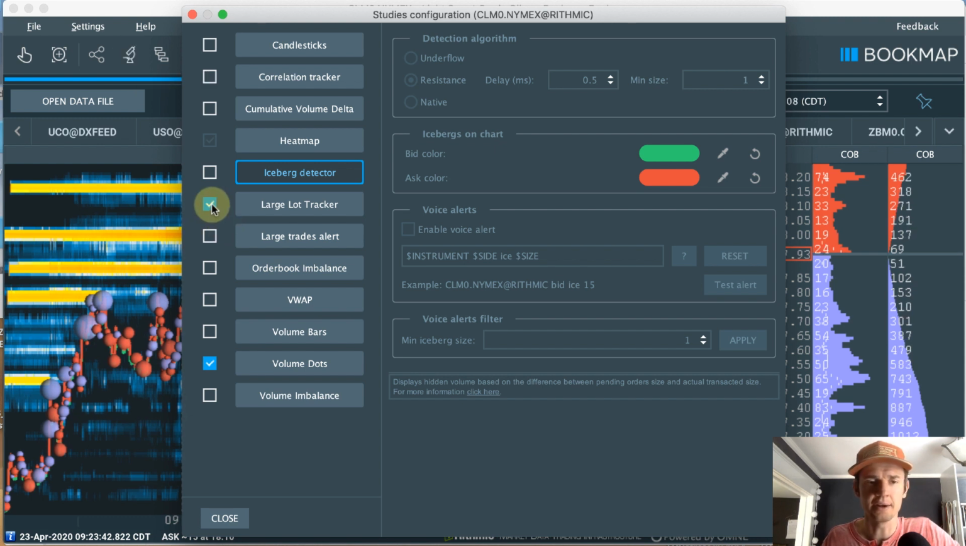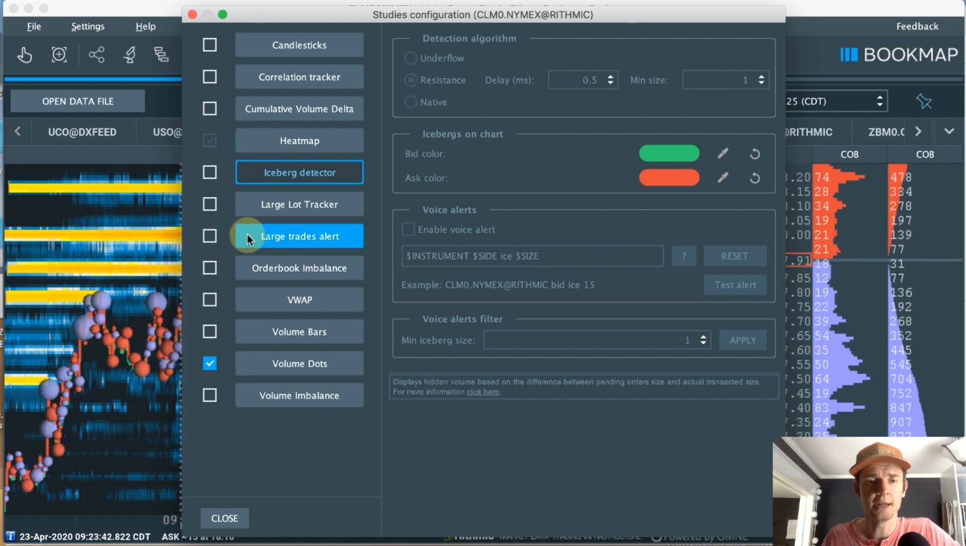It's a large lot tracker, and this is me personally, it just doesn't seem to give me an edge to know whether that lot is a bunch of small traders or one big trader. It seems to work out the same either way for my strategy.